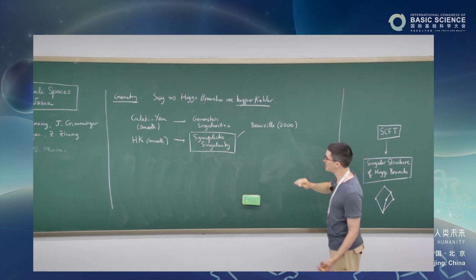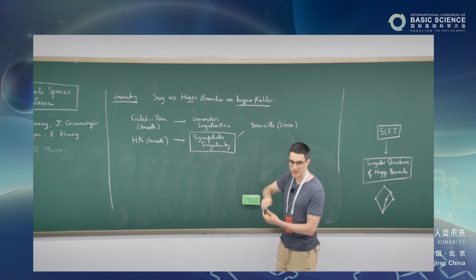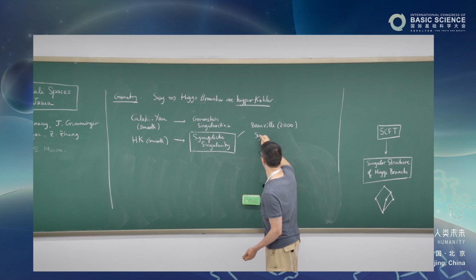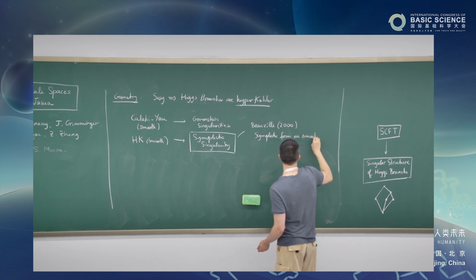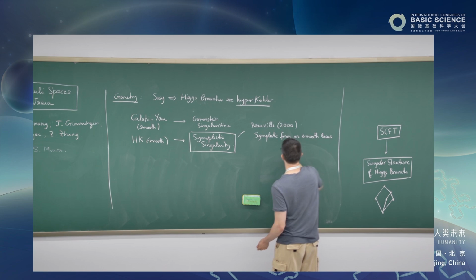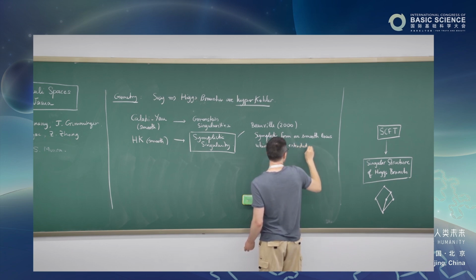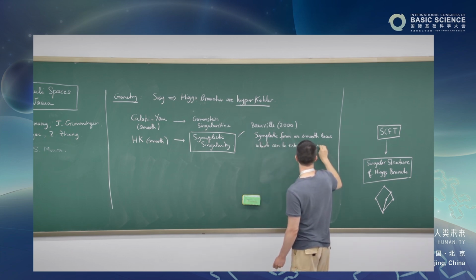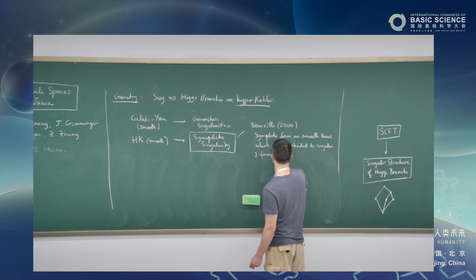So this symplectic singularity means you have an algebraic variety which carries a symplectic form. There is a symplectic form on the smooth locus, on the regular locus, which can be extended to a regular two-form on any resolution.